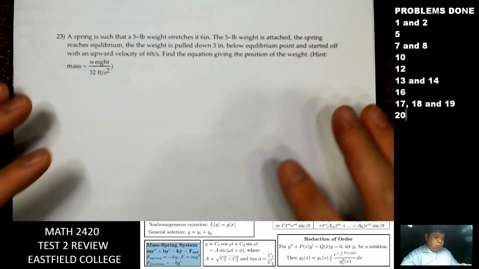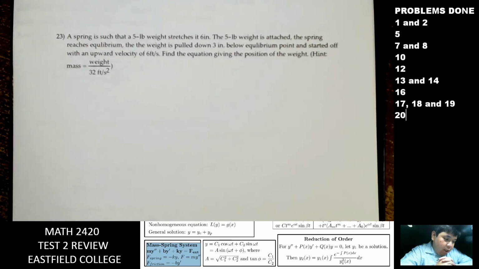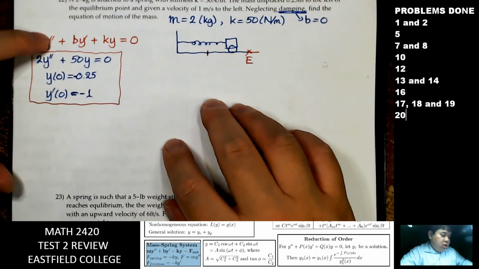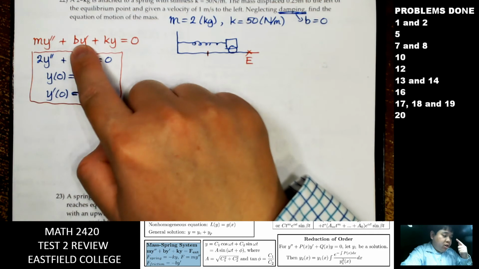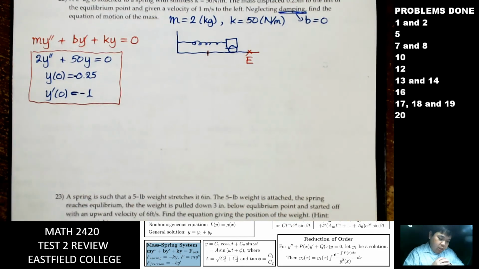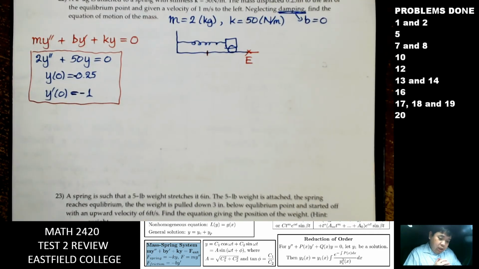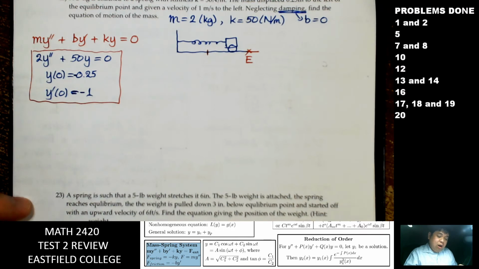Right, so this is the problem. So pretty much we need the equation. So we need the mass, damping coefficient, and the spring constant. On here we have nothing. It didn't say anything about friction or damping, so I assume that the damping is going to be 0.